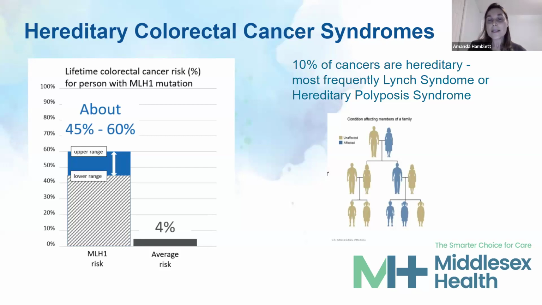What that means is that the son, if it was Lynch syndrome, has that elevated risk and has a 45 to 60% lifetime risk of developing colorectal cancer. While the daughter on the left, since she did not inherit that mutation, is actually at average risk, or 4% for colorectal cancer, because she did not inherit that mutation associated with hereditary cancer risk.